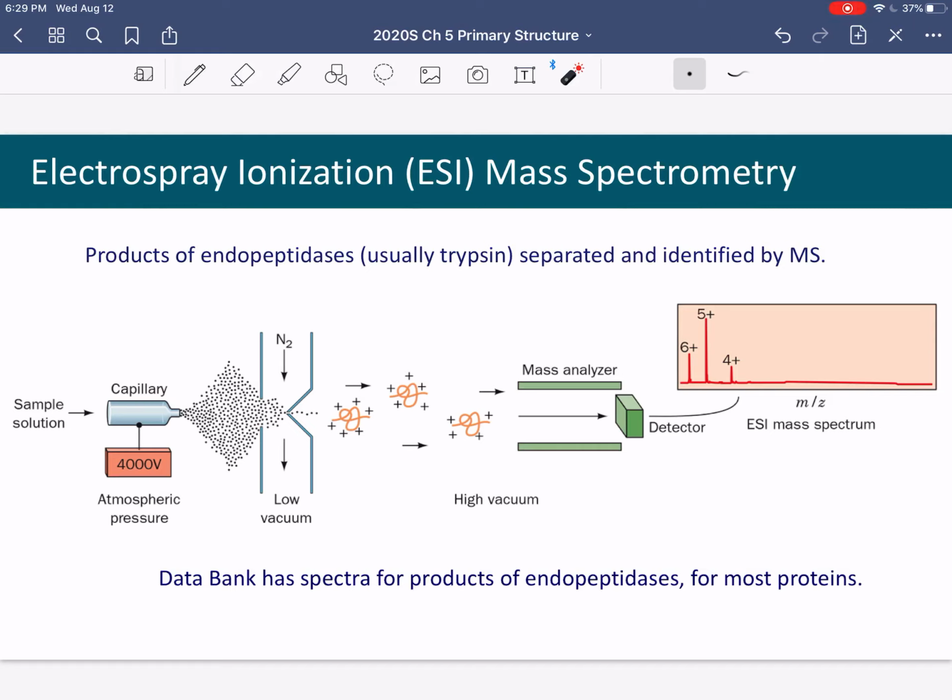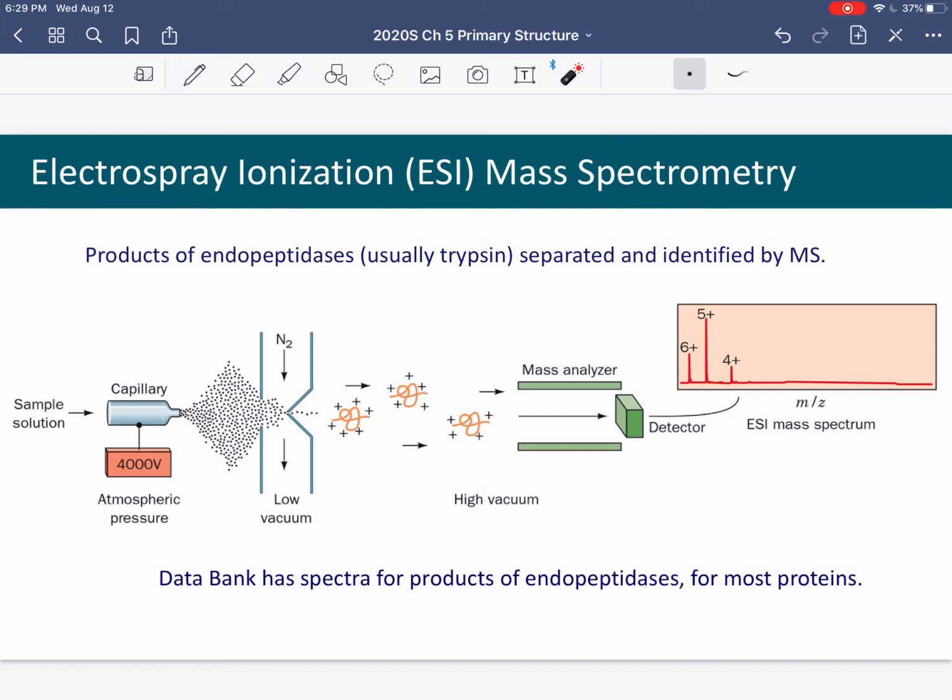And they will have different numbers of charges that are predictable for each of the different peptide fragments. And this gives you what we call a spectrum. A spectrum is usually peaks as a function of time. And the spectrum is diagnostic, or a fingerprint, for each different type of protein.